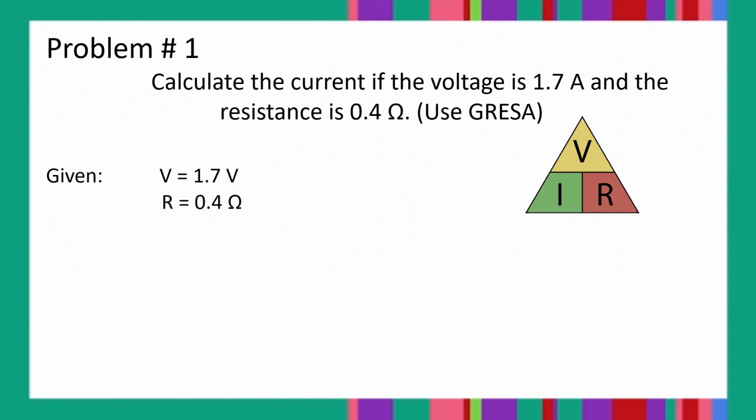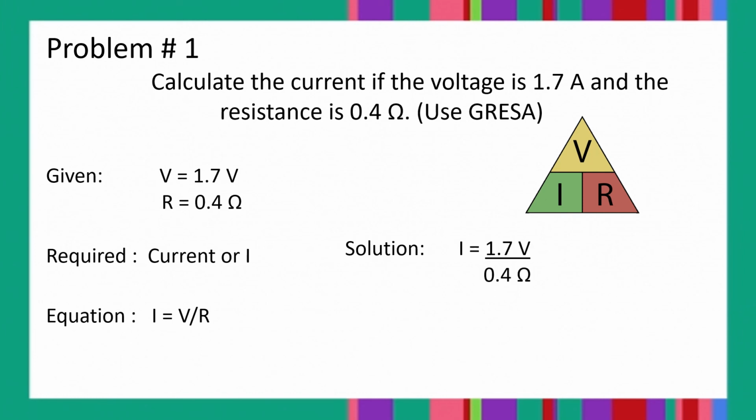Okay, let us check. Given: voltage is equivalent to 1.7 volts, R is 0.4 ohms. Required: current or I. Equation: current is equal to voltage divided by resistance. Substituting the values for our solution, current is equivalent to 1.7 volts divided by the resistance 0.4 ohms. As you divide the two quantities, the correct answer for current is 4.25 amperes or 4.25 A. Next, problem number 2.